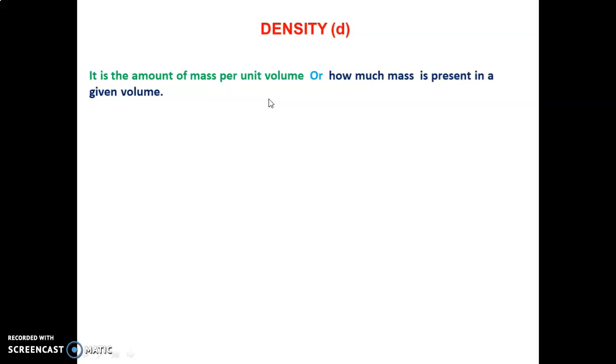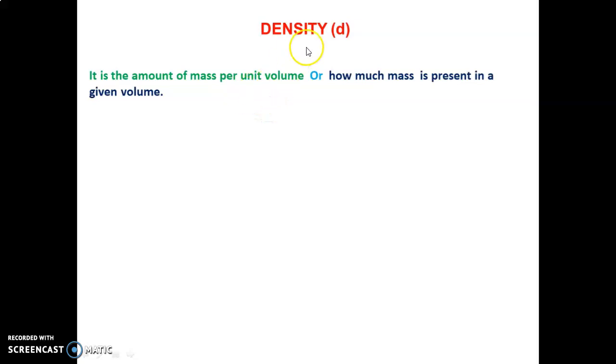You just divide the mass of the material by the volume of the material. Then we will get the mass per unit volume, that is 10 divided by 5, where 5 meter cube is the volume of the material. That is 2. 2 is the density.